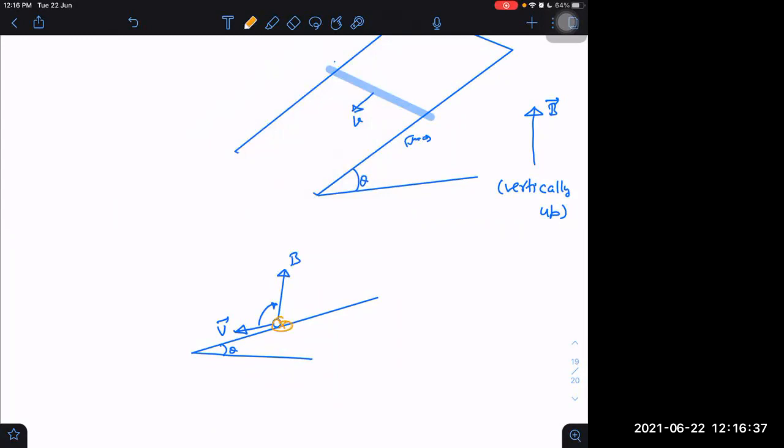V cross B is in the cross direction. Means current will be going in which direction? If I look from this side, cross means away from us. If I'm looking from this side, it will be away from us or not? Yes, sir. B is this side, velocity is this side, theta this side. So V cross B, yes, correct. The current will be this side.